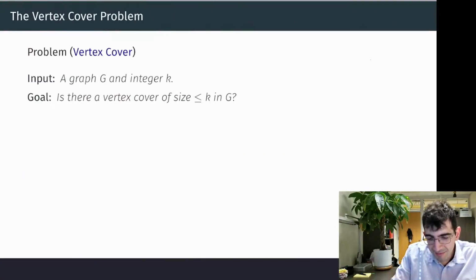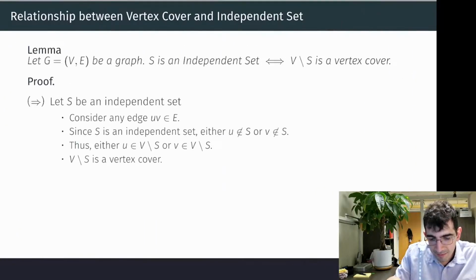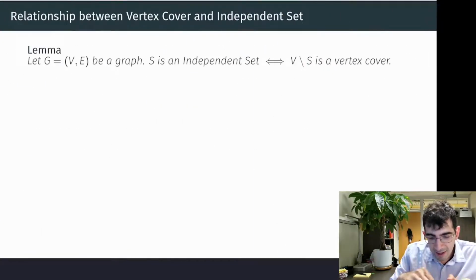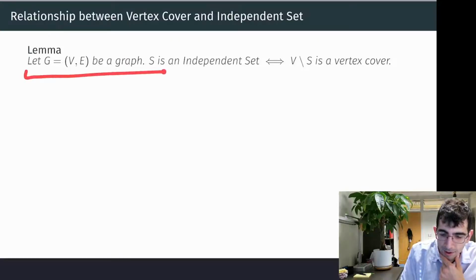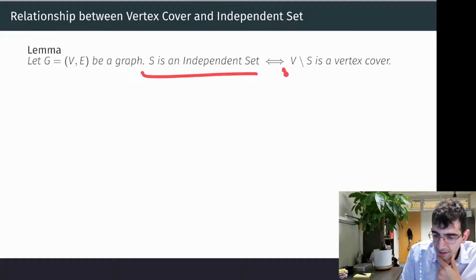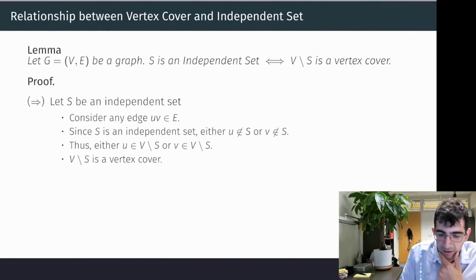Okay, so here's how we formally prove it. If we have a graph and S is an independent set, and then V minus S, we argue that if S is an independent set in that graph, then the rest of the vertices are a vertex cover.